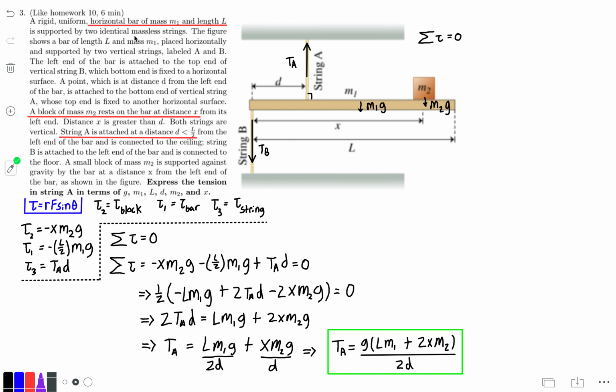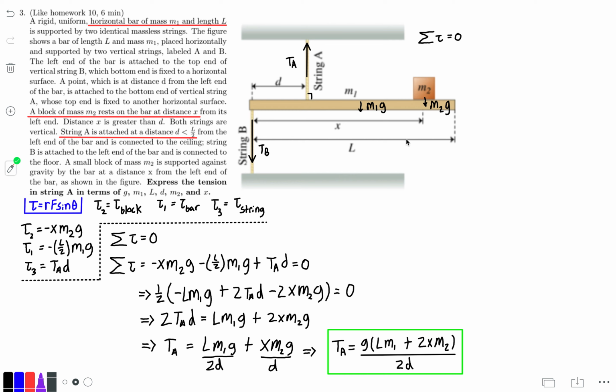As you can see in our problem, I've underlined some of the givens that we need to pay attention to. The first of which is our horizontal bar of mass m1 and length L. We also have a block of mass m2, and it is at distance x away right here. We also have our string A right here, which is distance d away, which is less than half of L. So we're asked to find the tension in the string.